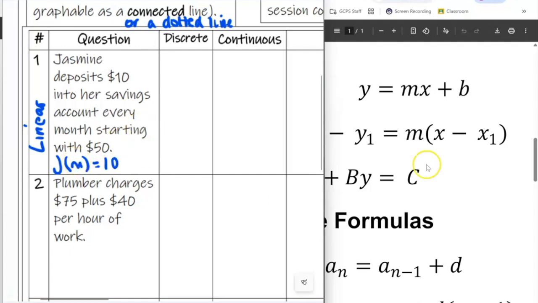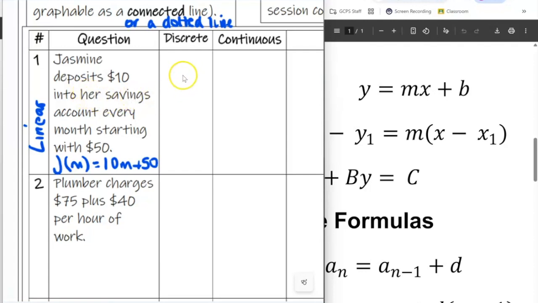And now because I used M instead of X, I'm going to change X to lowercase m. And then what is my start? What is my initial? What is the number that happens one time? It says starting with $50. So that's the number that happens one time. All right, so that's just a quick recap of how to write a linear function from context.